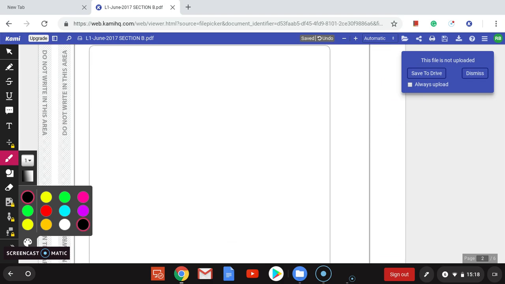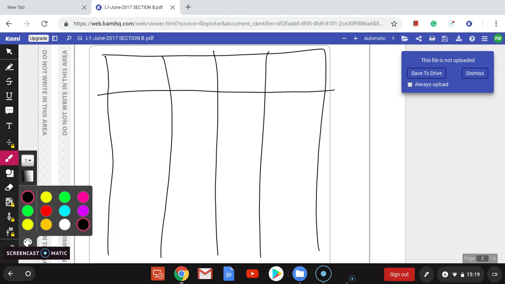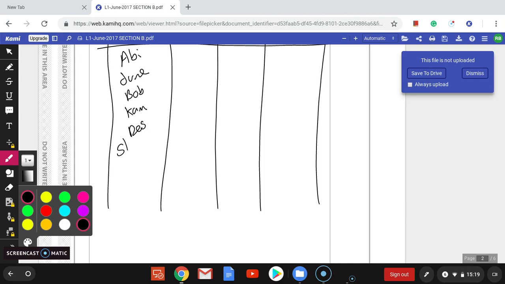So you're going to draw a nice big table, just like the one I started drawing over the other side. Again, it's going to have the 4 columns. We're going to put name up here. You're going to put department, so DEP will work. We're going to put yes, scheme, no, scheme. And what will happen is you'll write all of those names in. So Abby, June, Bob, Cam, Des, Shirley, Mick and Katie.